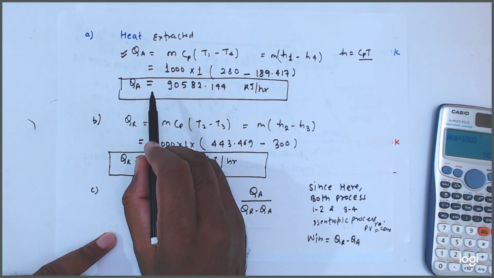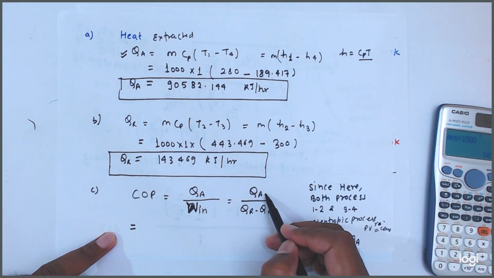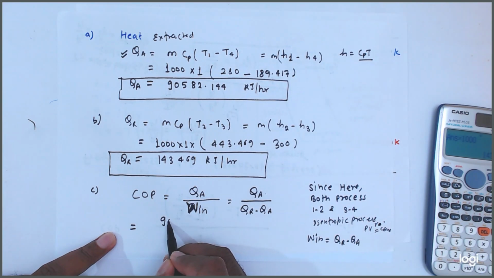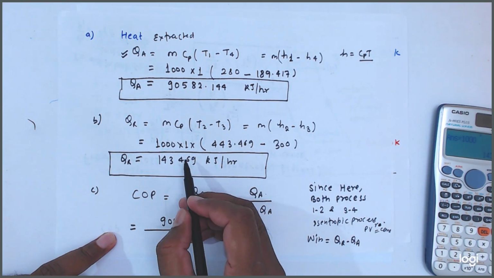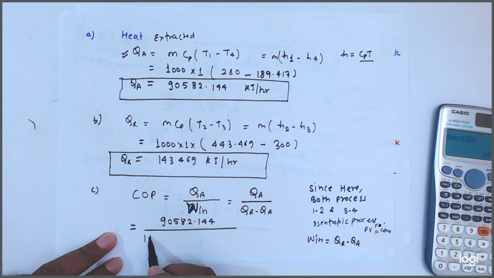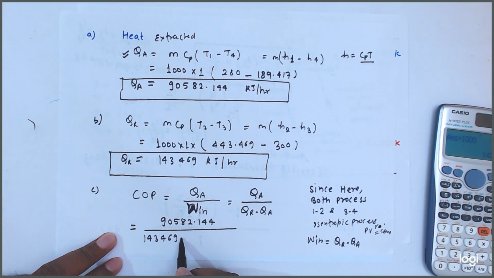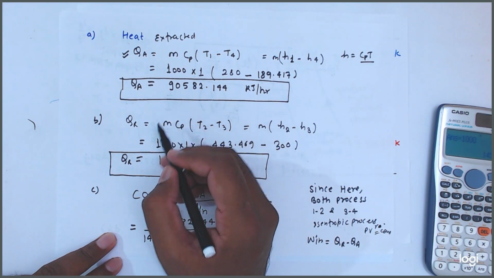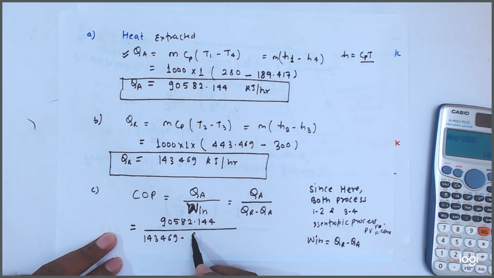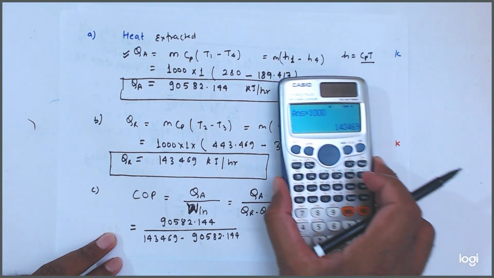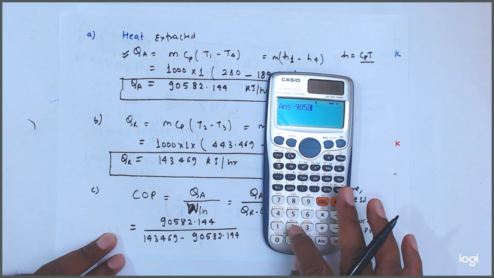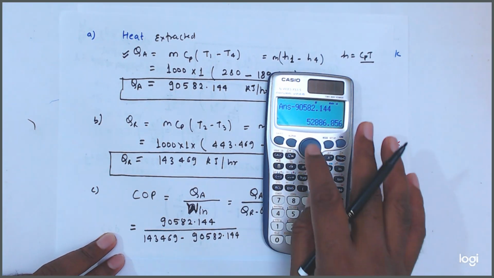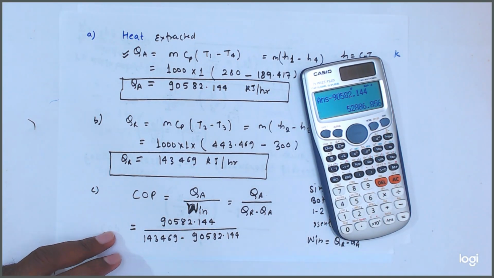So we know that, friends, heat rejected is equal to, sorry, this is the heat absorbed. Heat absorbed is equal to how much? 9058.2144 divided by heat rejected is equal to how much? 143469 minus heat absorbed, this one, 9058.2144. This value will come and we will divide.